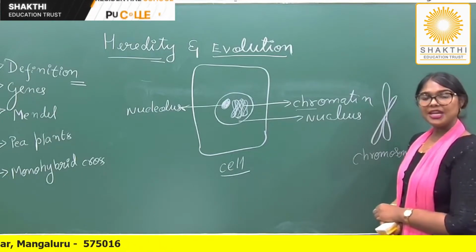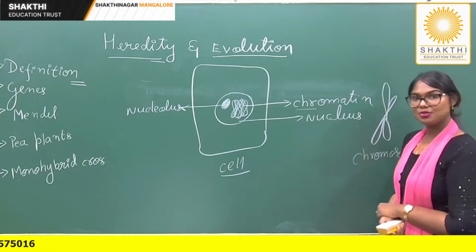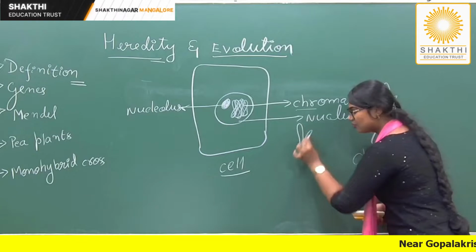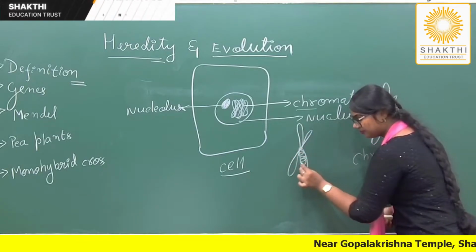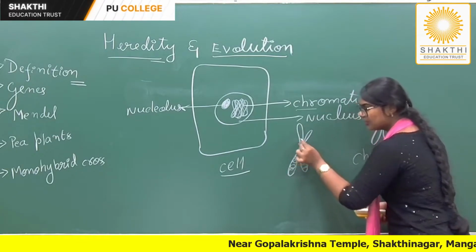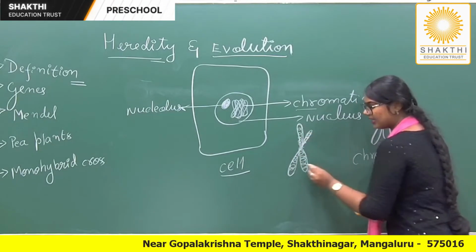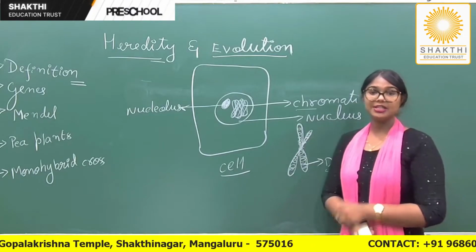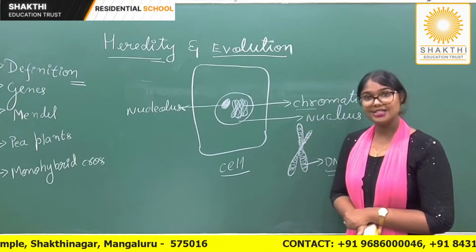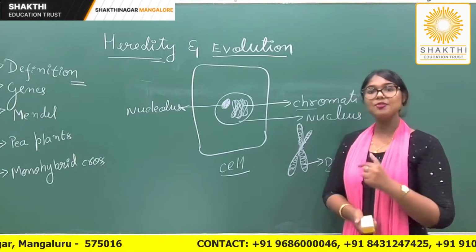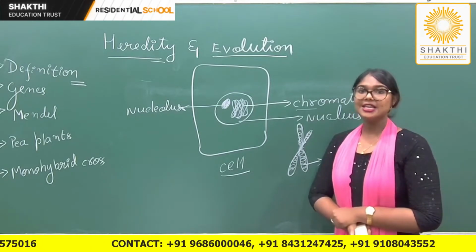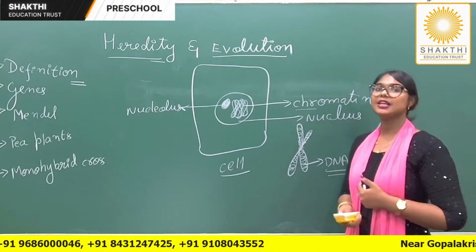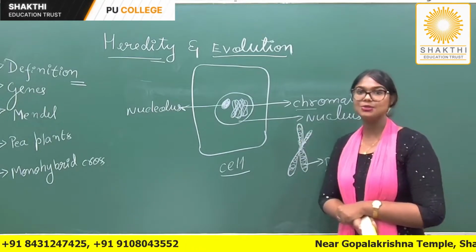Now, when we zoom into the structure of a chromosome, it is not smooth. It has something in it. The chromosome is made up of thread. You can imagine it like this. It's made up of a thread, and this thread is called the DNA. Very, very important. Chromosome is made up of a thread called the DNA. The full form of DNA is deoxyribonucleic acid, the most important material required for heredity. We shall come to that.